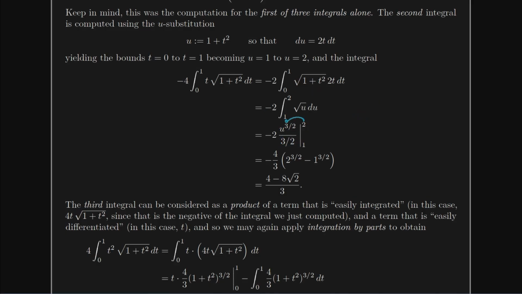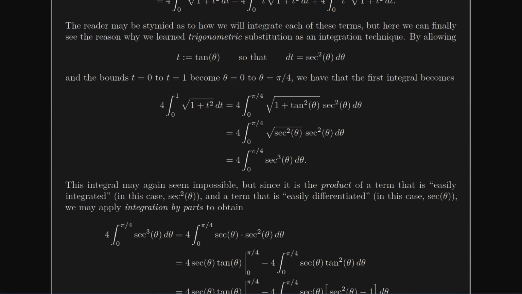Then we evaluate our bounds at 2 and 1, because if I plug a 0 in for t, that means u on the bottom will be a 1. That's why I have a 1 here. And then if I plug instead a 1 in for t, that means u on the top will be a 2. So I get a 2 on the top. So I'm going to plug in a 2, plug in a 1. We end up with 4 minus 8 root 2 over 3. So that's the second of the 3 integrals that I have here.